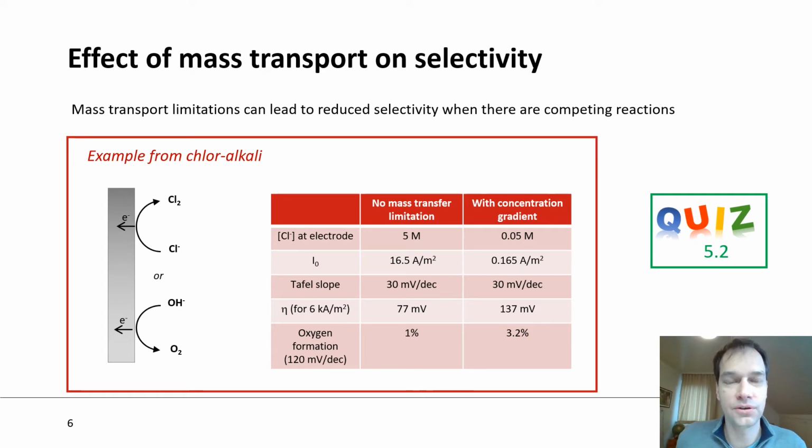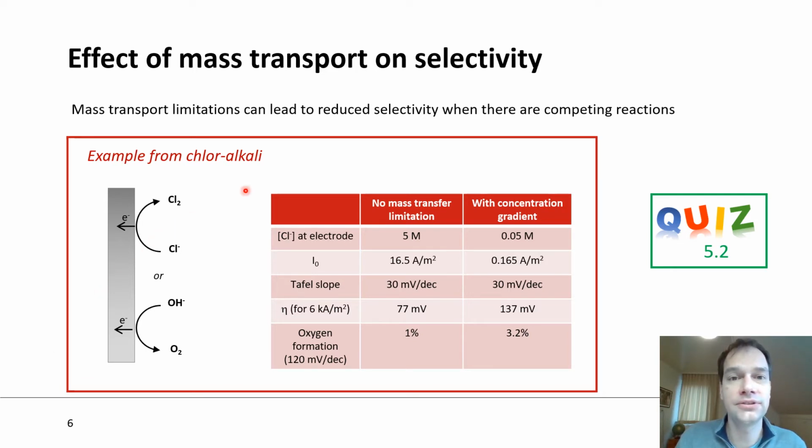Mass transfer can not only influence the cell potential but also the selectivity of a reaction. And by influencing the selectivity, it affects the current efficiency of that reaction. Let me show that with an example. Here we have an electrode, an anode on which either chlorine evolution or oxygen evolution takes place.